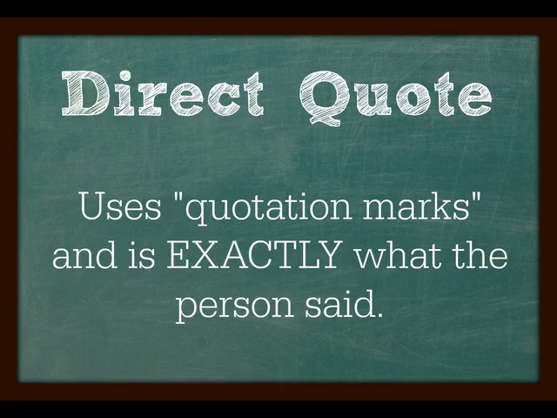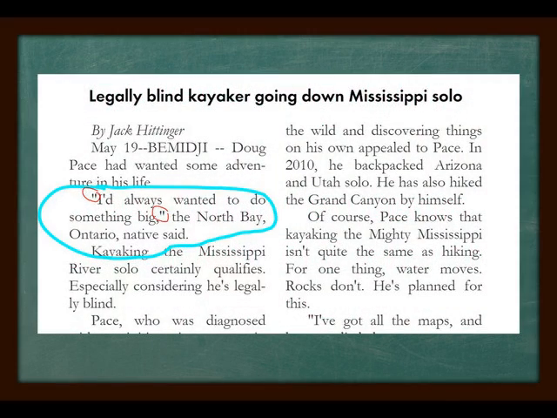A direct quote. Direct quotes use quotation marks, and it's exactly what the person said. For example, in a story, you're going to notice that "I'd always wanted to do something big." This is a direct quote because in red circled are quotation marks. All right? These words came out of Doug Pace's mouth. This is exactly what he said.